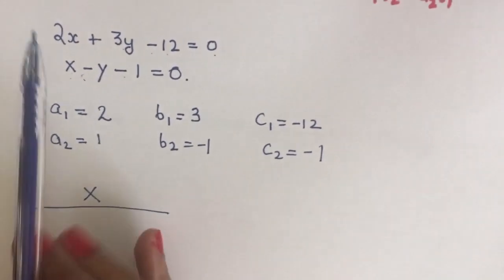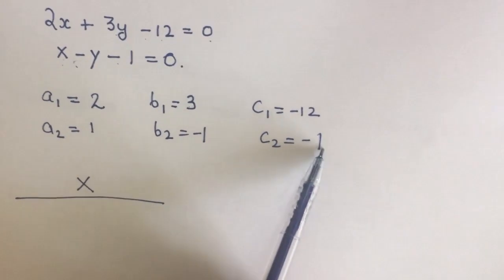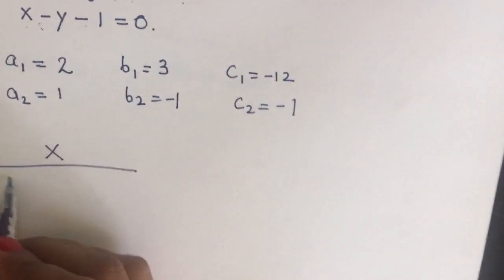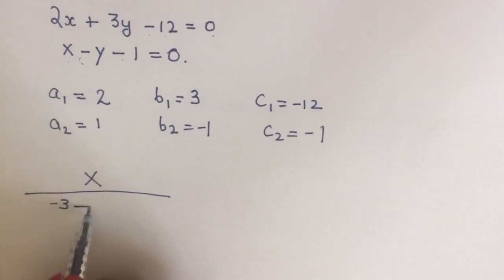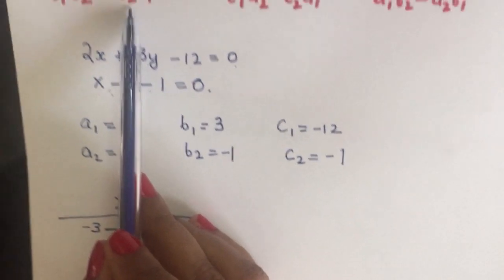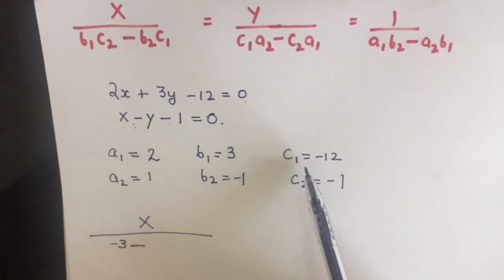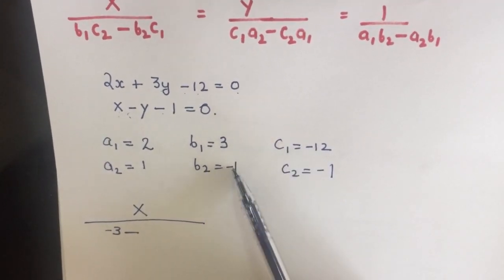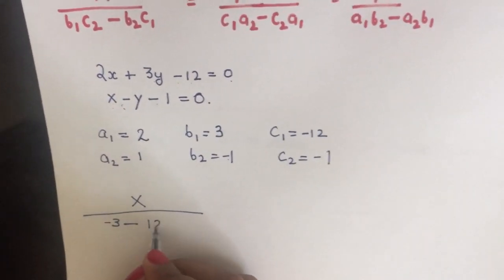So what is the formula? b1 c2. b1 is 3, c2 is minus 1. So b1 c2 means 3 into minus 1, which will give you minus 3. Then according to the formula, you have to put a minus sign. Next thing is b2 c1. b2 is minus 1, c1 is minus 12. So just be careful about the sign. Minus minus will become plus. So 12 into 1 will be 12.